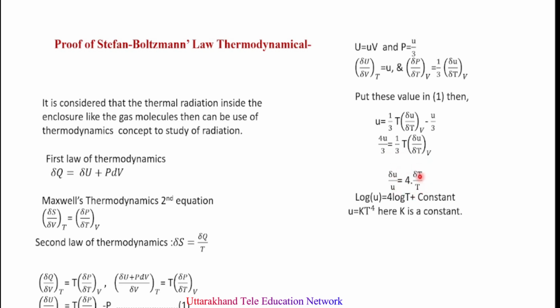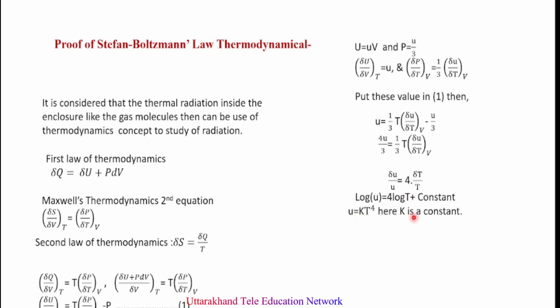Now the integral of this relation: del u over u will be log u, and del T over T will be 4 log T, plus the integration constant. Now take the antilog and simplify. We take a constant k, and the 4 goes to T to the power 4 by the properties of the log, and we can write u is equal to k T to the power 4, where k is the constant.